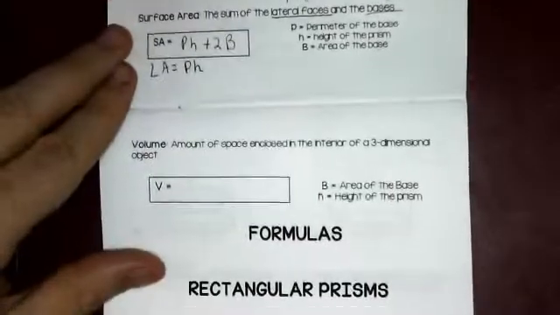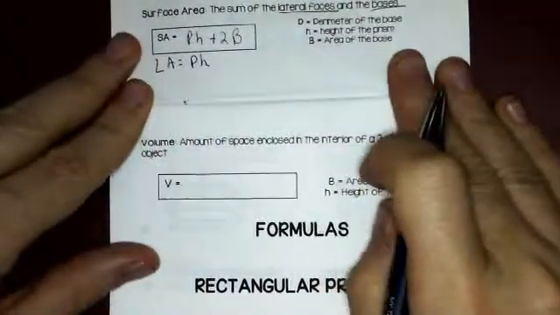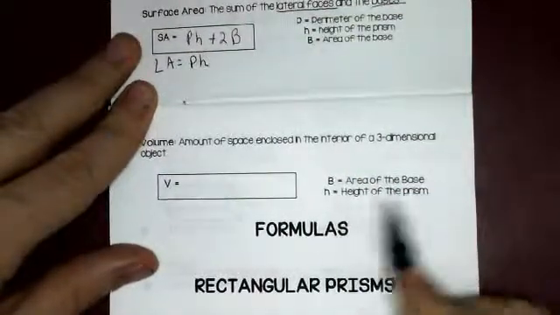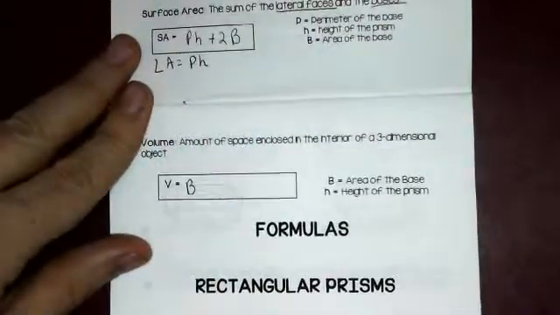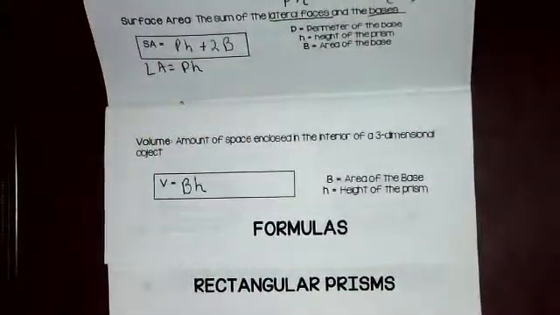So that's surface area. And now volume. Well, volume is a simpler formula. For volume, we need the area of the base and the height of our prism. And it's simply that volume equals the area of the base times the height of the prism.